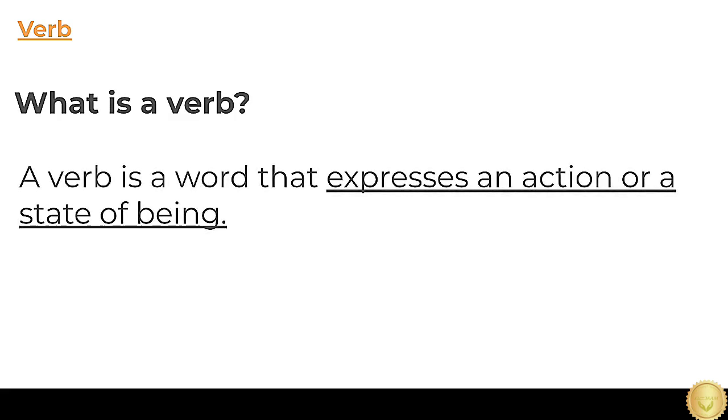Okay, those were pronouns. So we've done nouns, pronouns. Now we can come to our verbs. What is a verb? Let's break it down. So a verb is a word that expresses an action or a state of being. I think it's quite nice to think of them as maybe doing words or action words. That's a good way to spot them if you're not too sure.